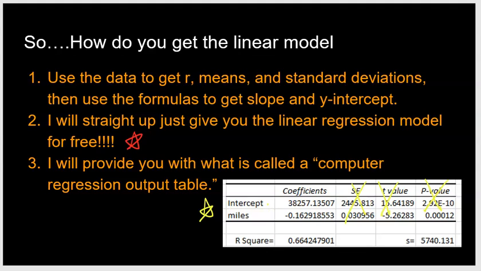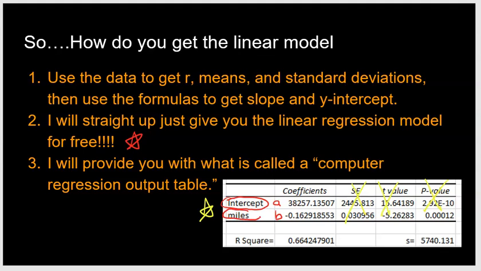You'll see the word intercept, and right next to the word intercept is the a value. That is your y-intercept. And then right below that is the slope. That is your b value. So it actually does go in alphabetical order, a on top and then b. And it actually labels the intercept for you. It says intercept, so you can't really mess that up.